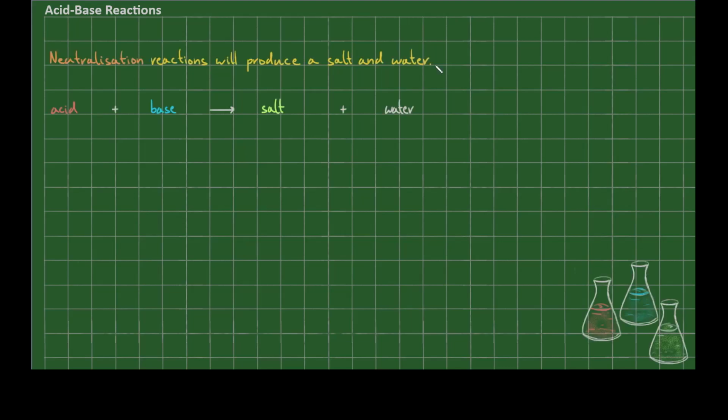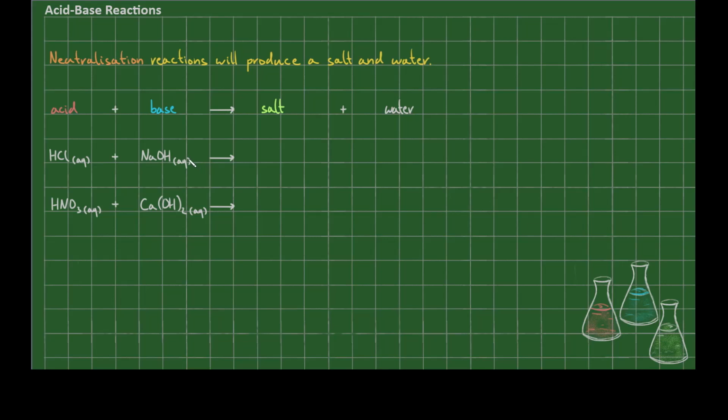Hello good people, I'm going to explore three types of acid-base reactions. There are many others, but these three are relatively simple and also important. The first one is a neutralization reaction, where an acid and a base will produce a salt and water.